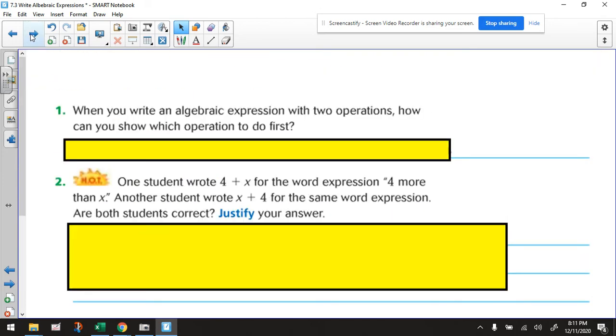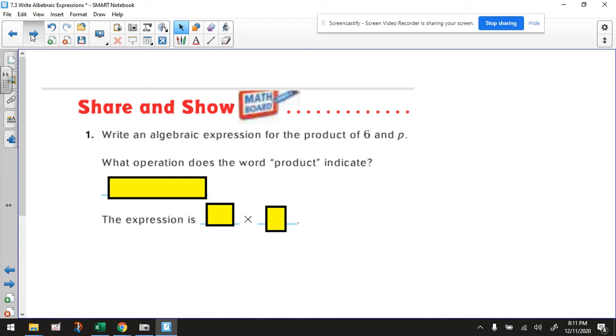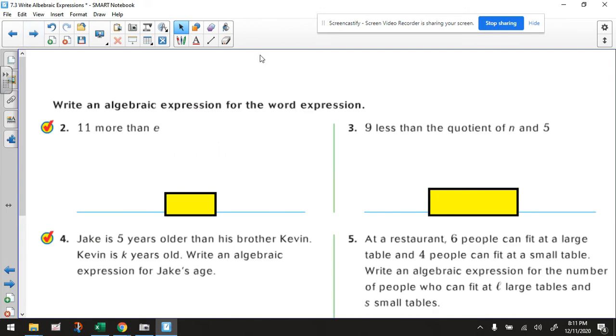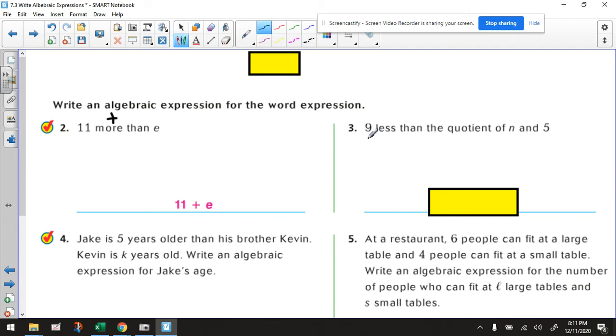Let's move on to another example. Let's skip that for now, and let's go over to ones like number 2. The directions are, write an algebraic expression for the word expression, 11 more than E. So we think what operation is usually suggested by that idea of more, and we would say we're adding 11 to whatever E is. So we could write that as 11 plus E, but we could also write that as E plus 11.